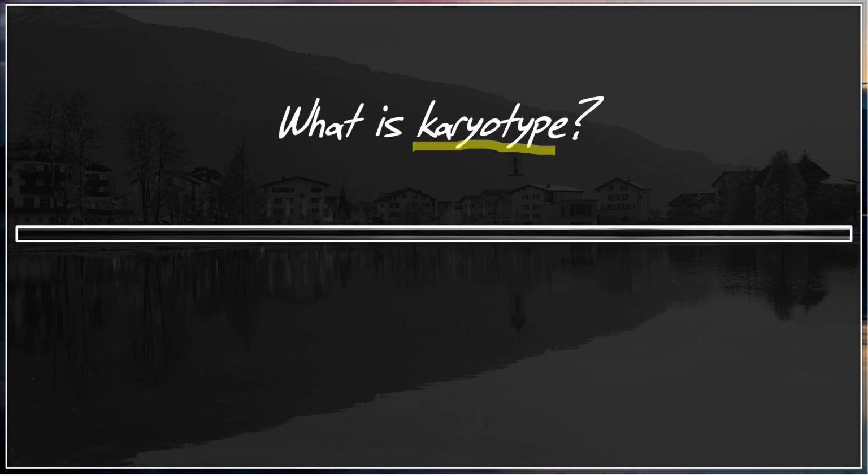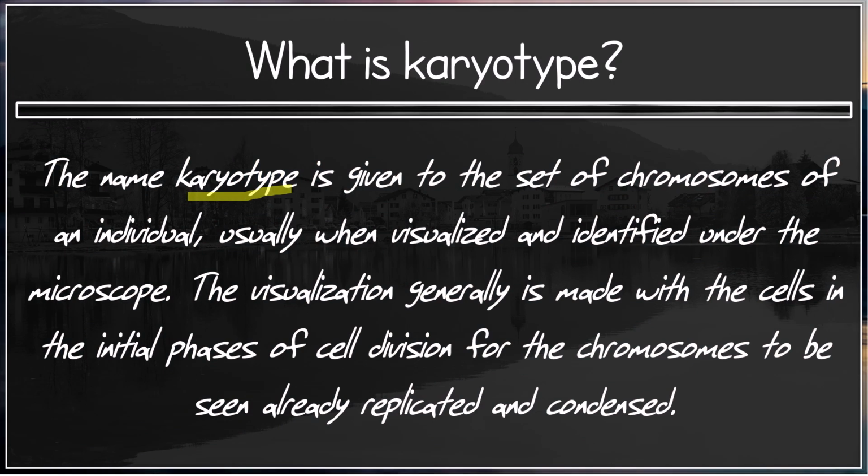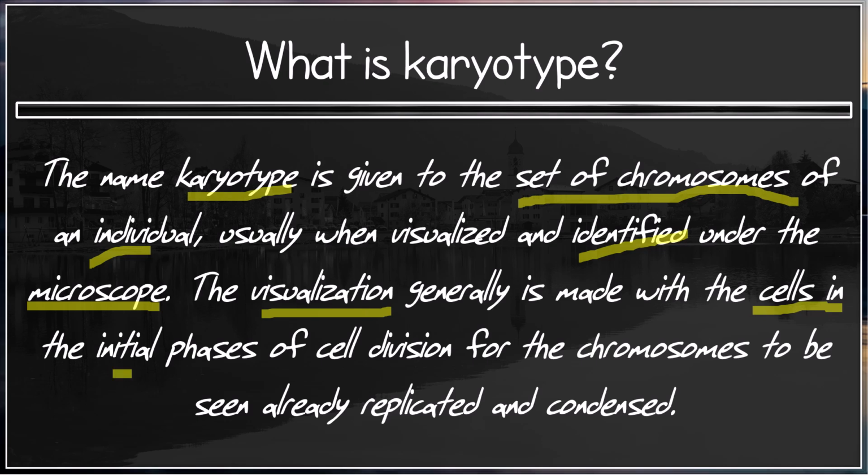What is karyotype? The name karyotype is given to the set of chromosomes of an individual, usually when visualized and identified under the microscope. The visualization generally is made with the cells in the initial phase of cell division, for the chromosomes to be seen already replicated and condensed.